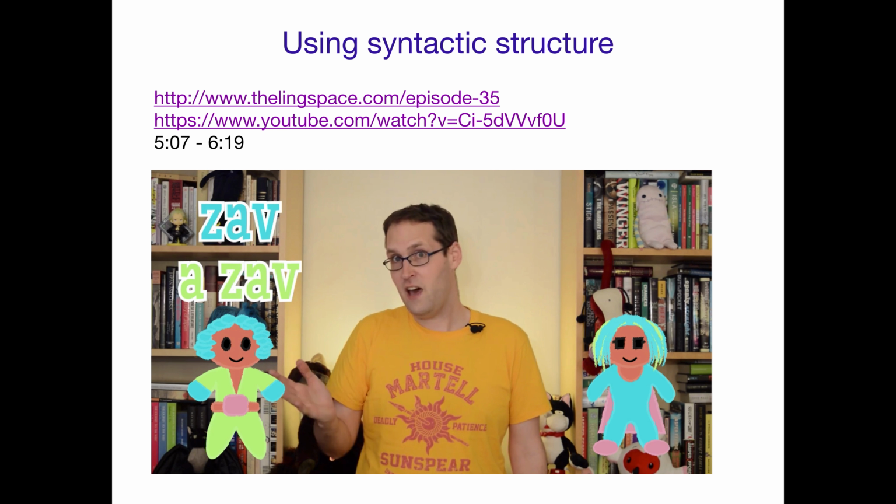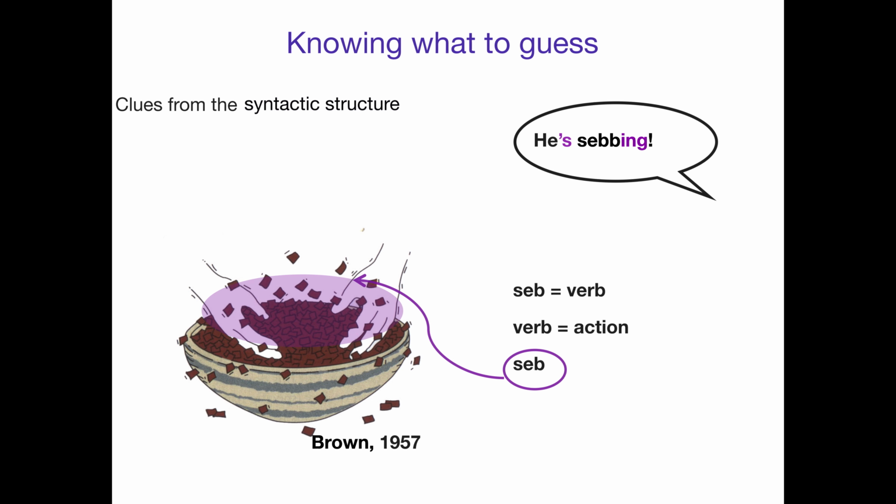And there's lots of examples of children being able to use syntactic structure, some of which are covered in this lovely LinkSpace video right here. But what I want to walk through right now is one of the classic examples from 1957, where they had this picture of some hands playing with some confetti-like substance in a bowl, and they described the action as, look, he's sebbing, right? I mean, seb is a novel word, you don't know what that means, but here's the reasoning process.